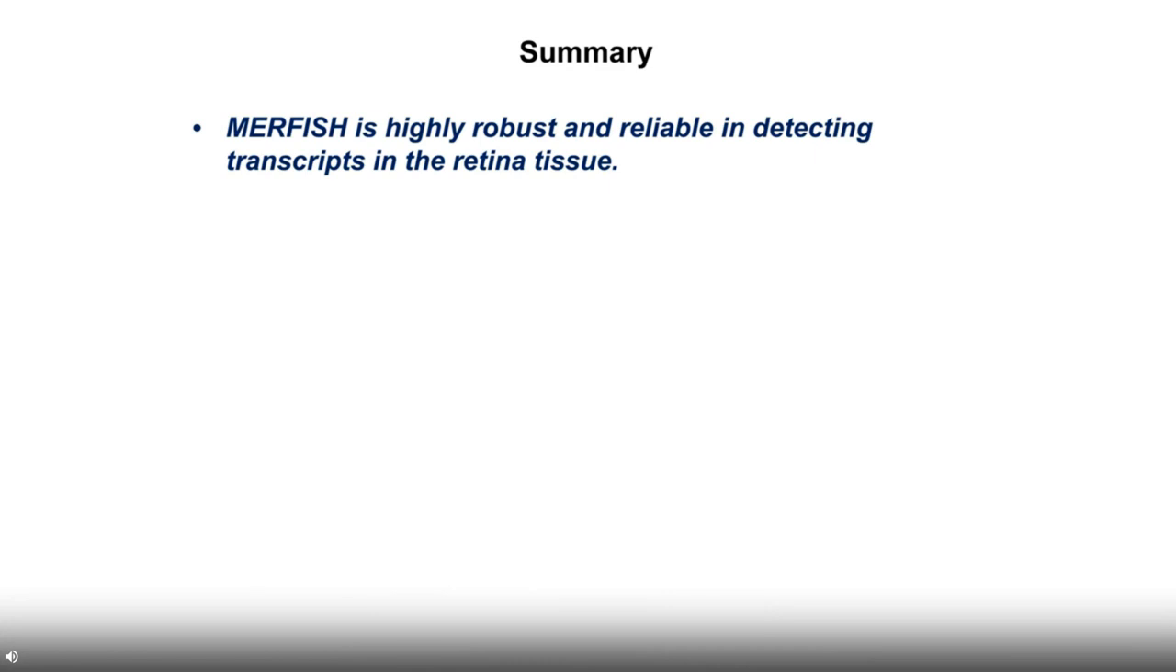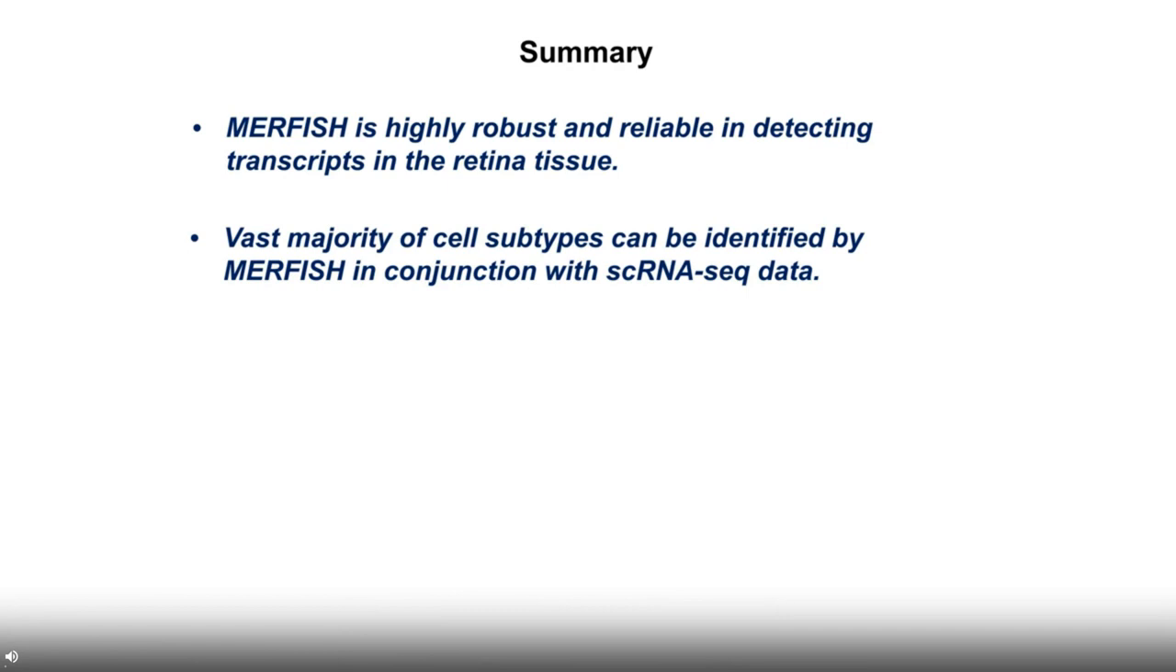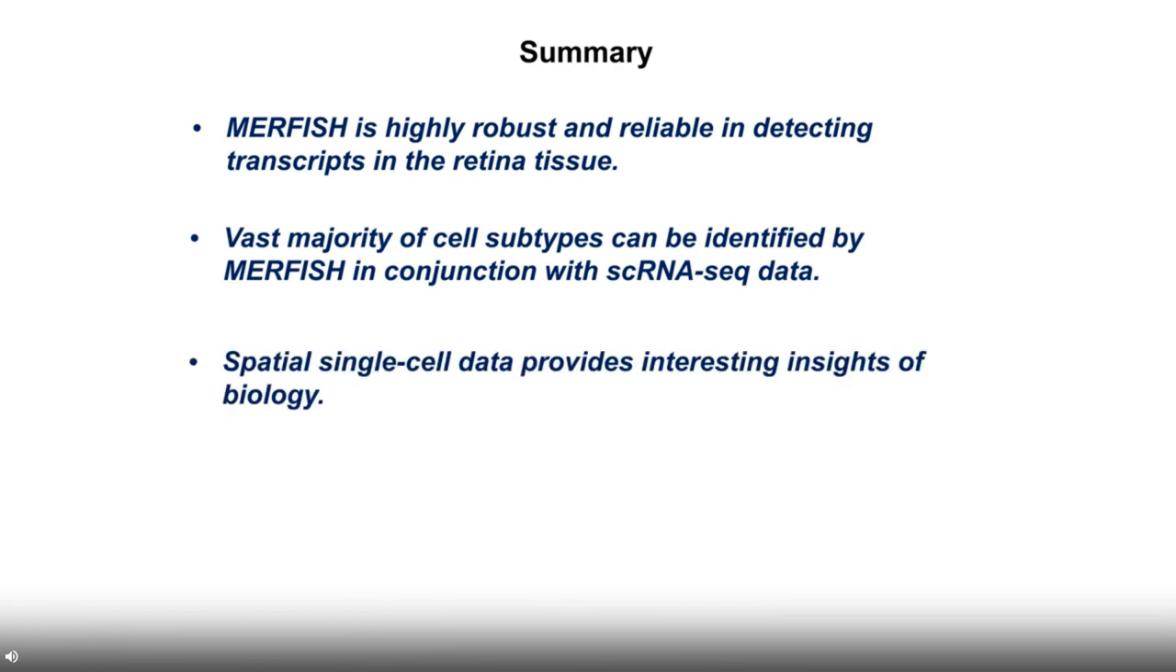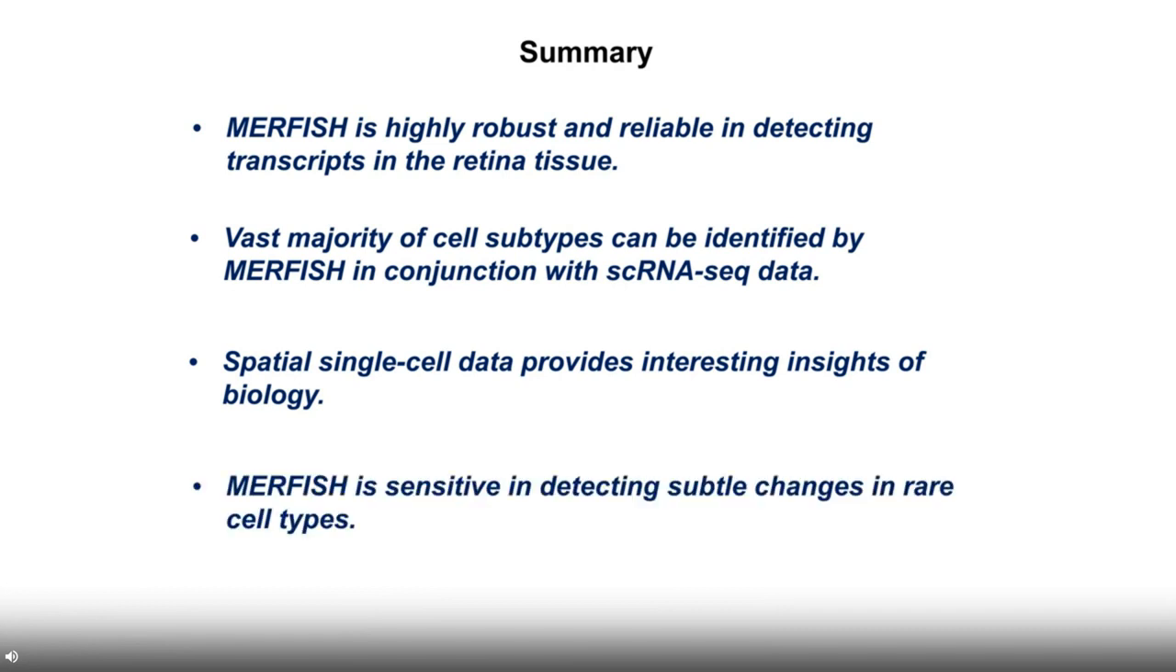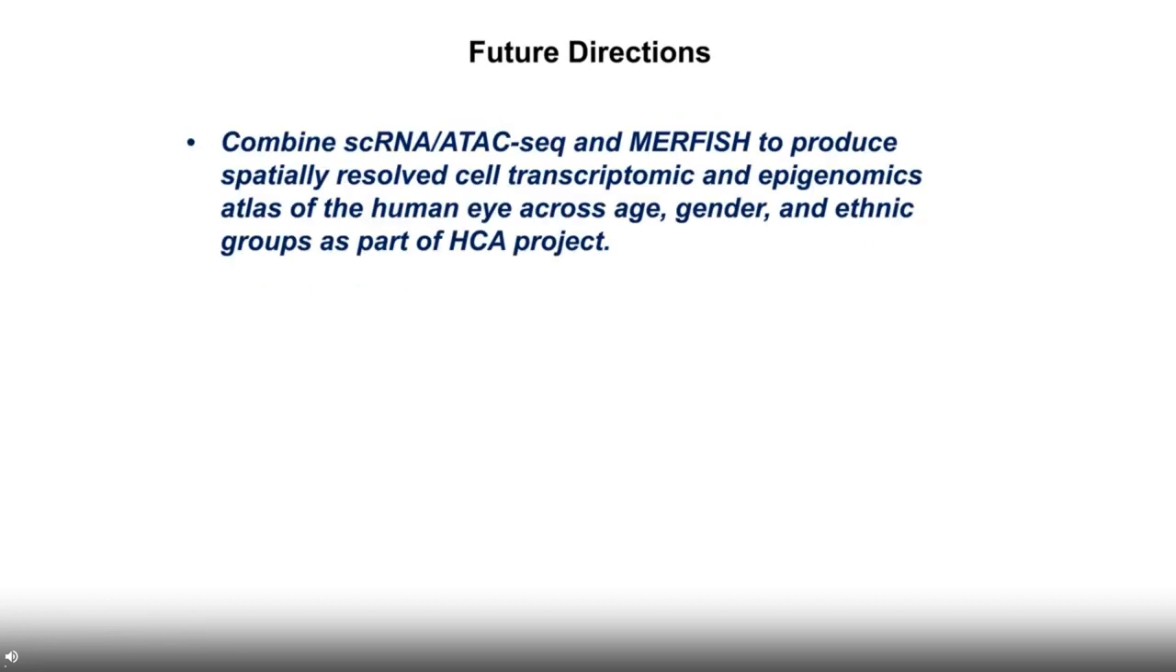To summarize, MERSCOPE in our hands seems very robust and reliable in detecting transcripts in the retinal tissue. The vast majority of cell types can be identified by leveraging MERSCOPE with single-cell RNA-seq data. The spatial single-cell data provide interesting insights for the biology. Today we do not have time to present all of them, just a few examples. And MERSCOPE is really sensitive in detecting subtle changes in rare cell types.